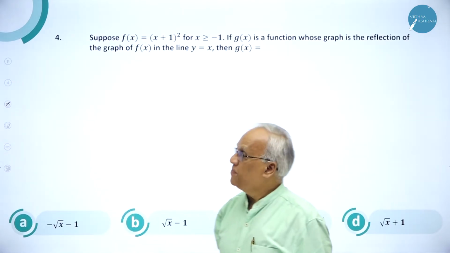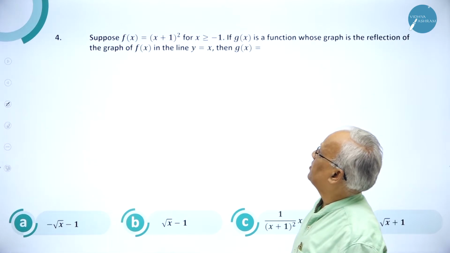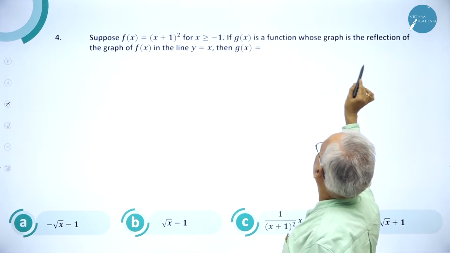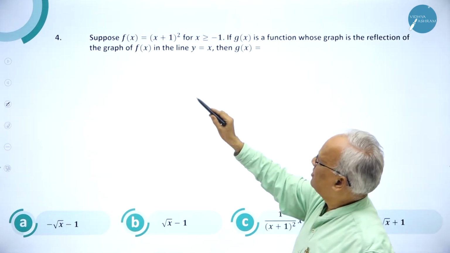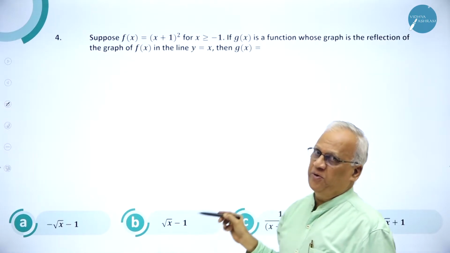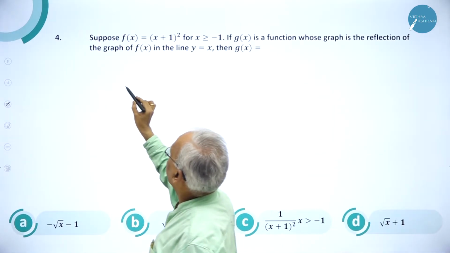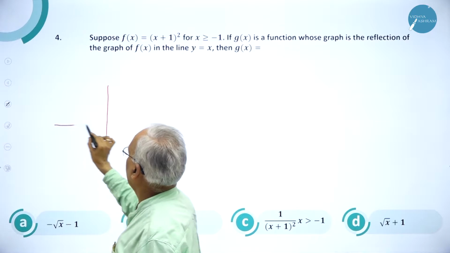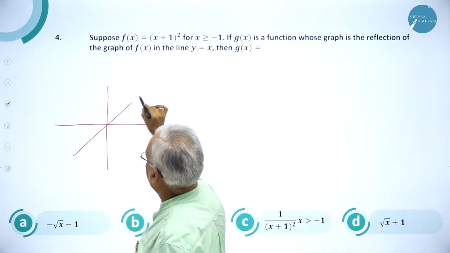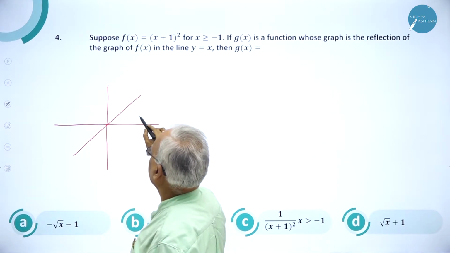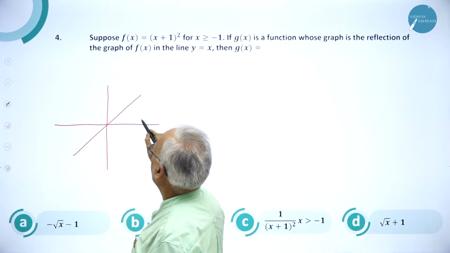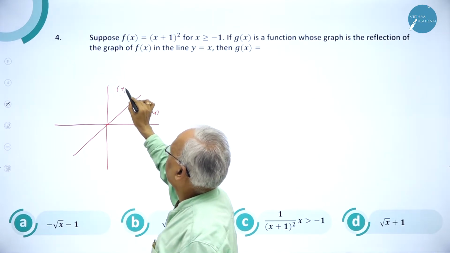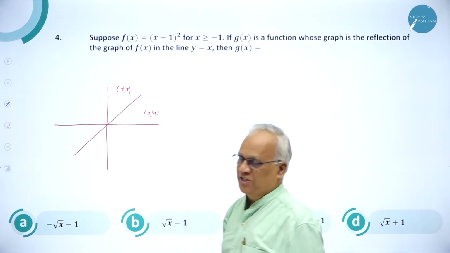Let's go to the next question. Suppose f of x is (x plus 1) whole squared for x greater than or equal to minus 1. If g(x) is a function whose graph is the reflection of the graph of f(x) in the line y equal to x. See, this is important. Reflection in the line y equal to x means you can easily see here, this is the line y equal to x. Any point you take (x, y), its reflection in this line is (y, x), you interchange y and x. So that's nothing but inverse function, you must understand.